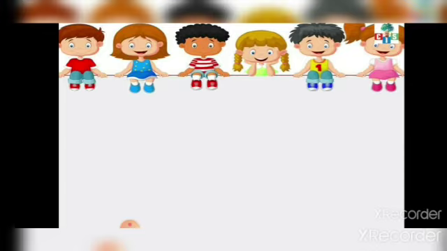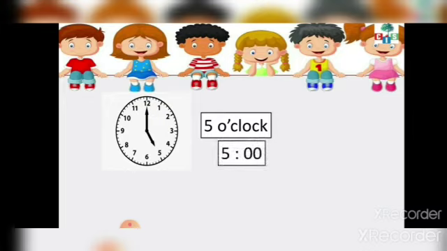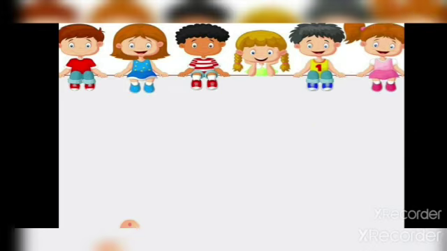Now let us look at the slide. Okay. The hour hand is on 5 and the minute hand is on 12, right? This means the time is 5 o'clock. It can be written as 5, then colon, 0 0. It is 5 o'clock. So the time is 5 o'clock.